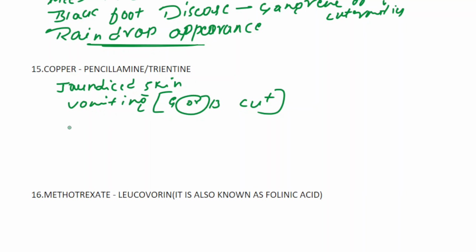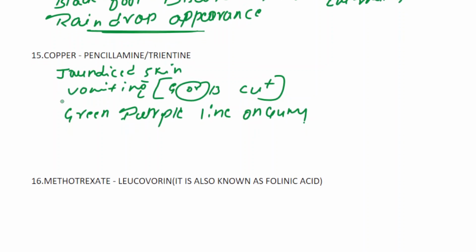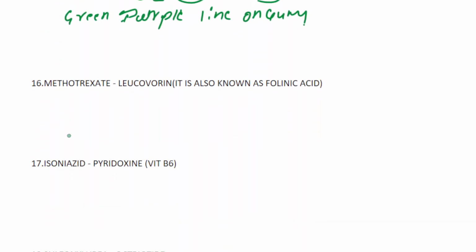And a green-purple line on the gums. These three are important features of copper overdose. And the next one is methotrexate.